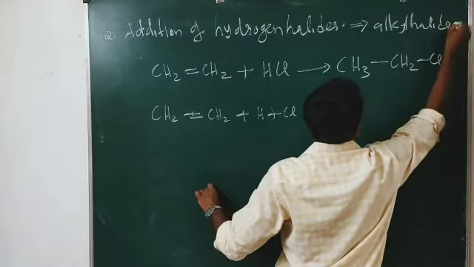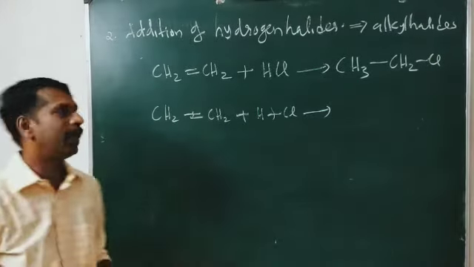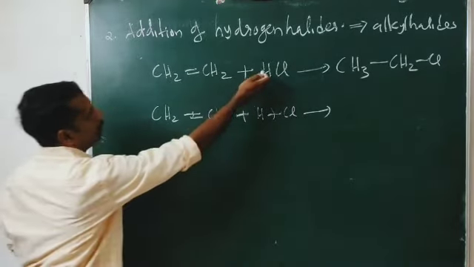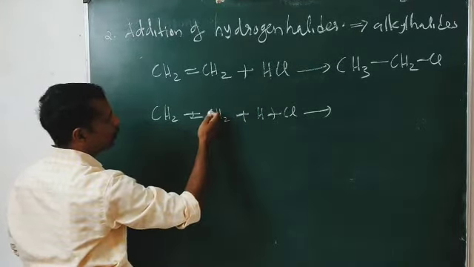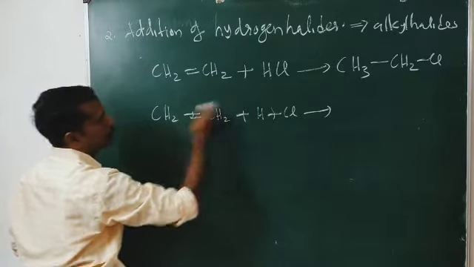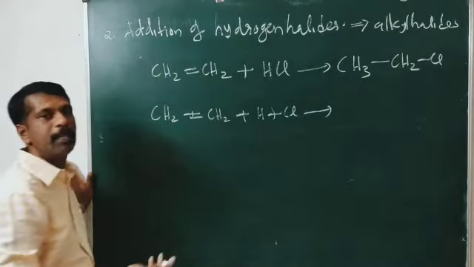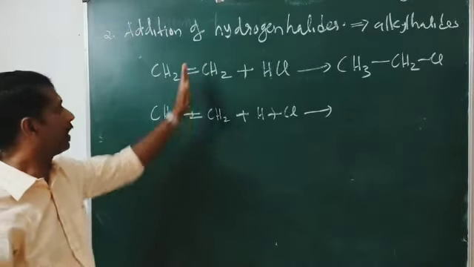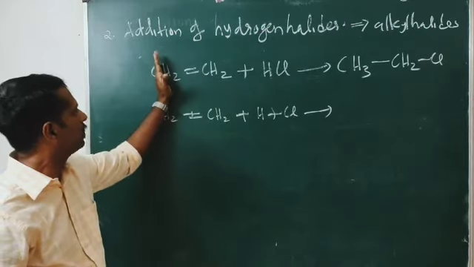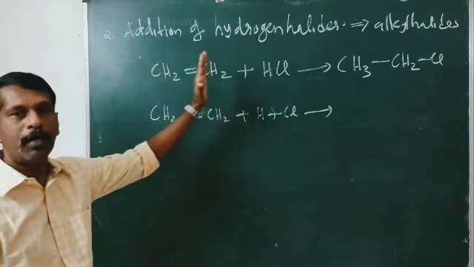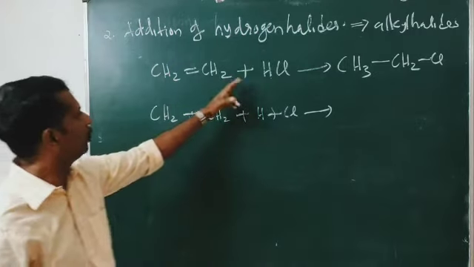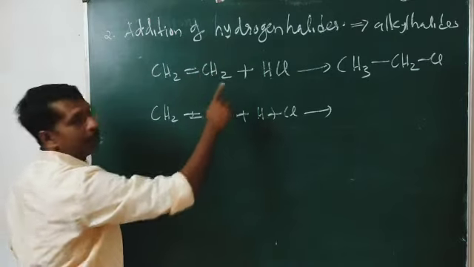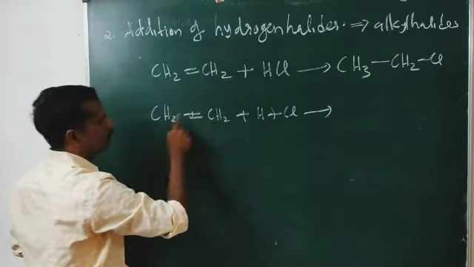Addition of hydrogen halide. What will we get? We get alkyl halides. CH2 double bond CH2 plus HCl. Suppose this hydrogen is coming to this carbon, then what will I get? CH3CH2Cl. You get the same product because this is a symmetrical alkene. Symmetrical alkene means look at here, this double bond, this side is CH2, this side also CH2. So in the case of symmetrical alkene, you get the same product. If hydrogen is coming to this carbon or the other carbon, it makes no difference. You get CH3CH2Cl.